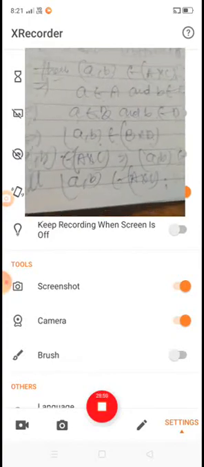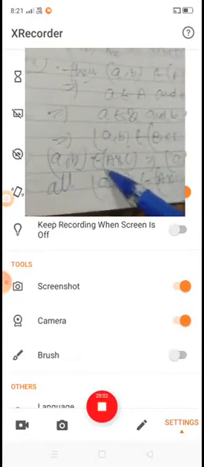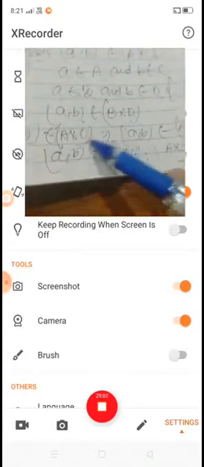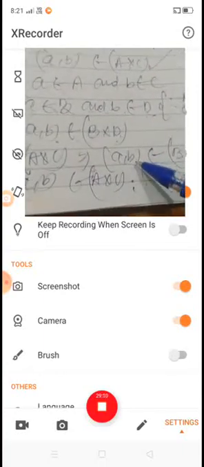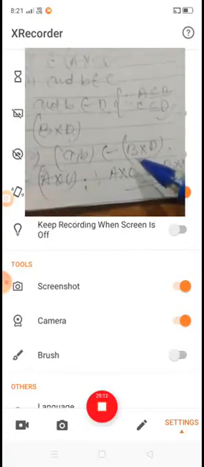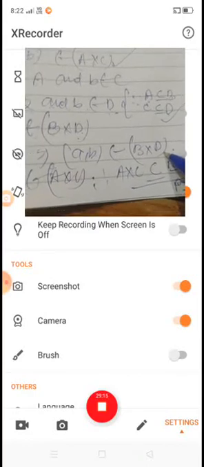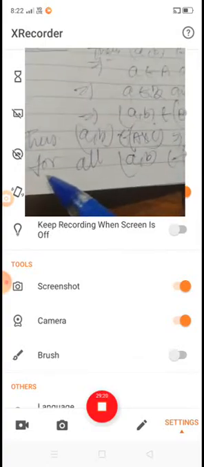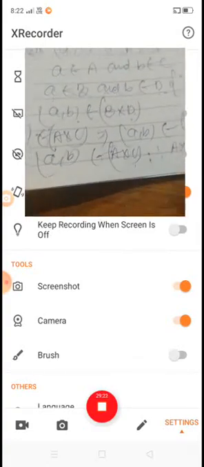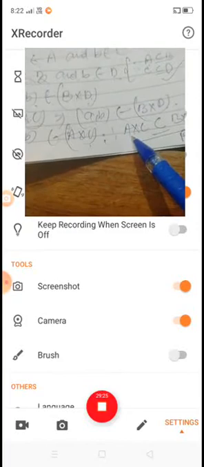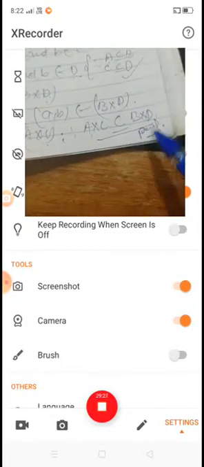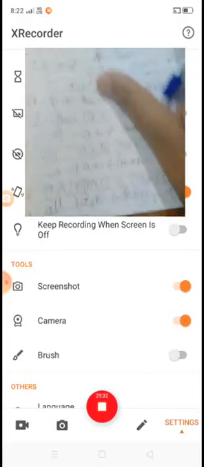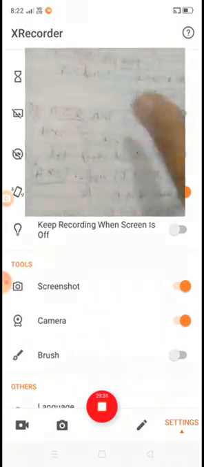Okay, thus (a, b) belongs to A cross C, which we assumed at the start, implies that (a, b) belongs to B cross D. We have shown that for all (a, b) belonging to A cross C, (a, b) belongs to B cross D, so we can say that A cross C is a subset of B cross D, hence proved.